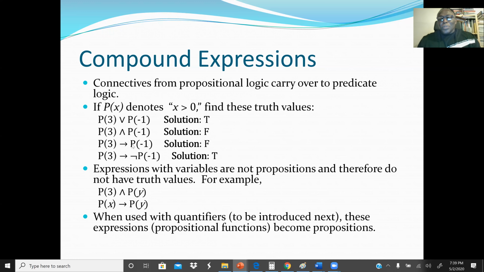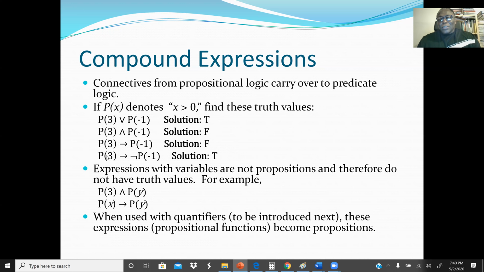Then next we get implication. Implication means when the left side is true and the right side is true, we get true. When the left side is false and the right side is true, we still get true. When the left side is false and the right side is false, we still get true. The only time we get false is when the left side is true, but the right side is false. And that's what we have now. P(3) is true, but to the right, it implies P(-1), which is false. So the answer is false.